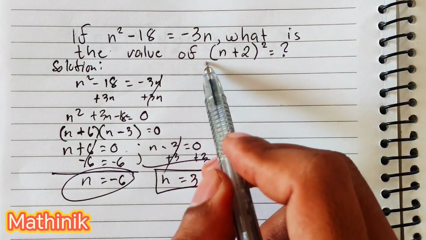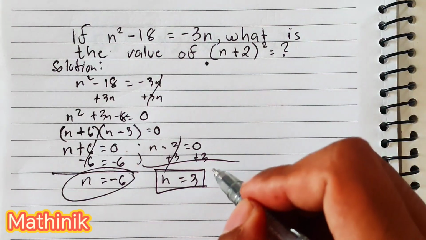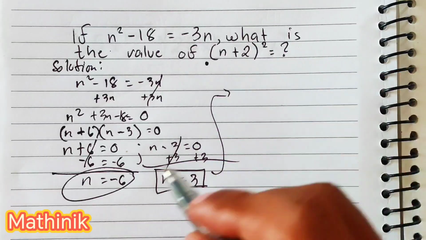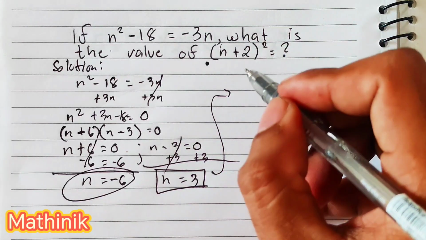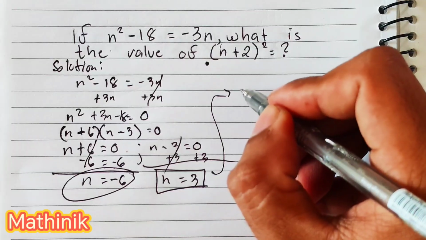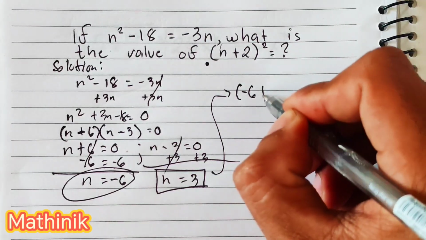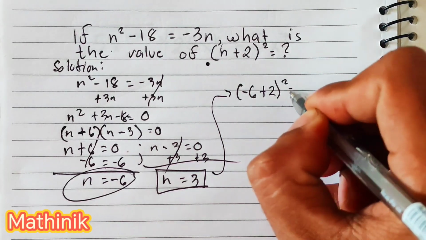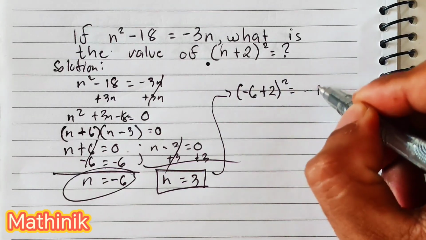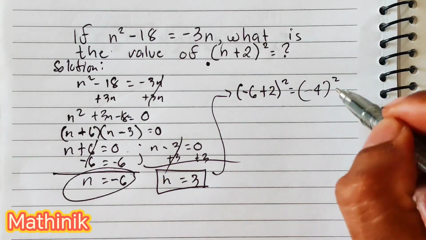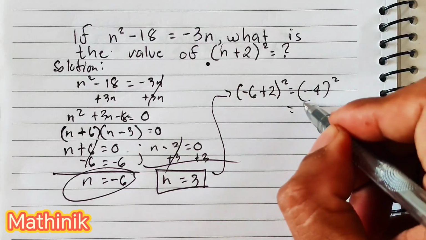Now we're looking for the value of n plus 2 squared. So we will substitute this negative 6 into this expression. So we have negative 6 plus 2 squared is equal to negative 4 squared, which is equal to 16.